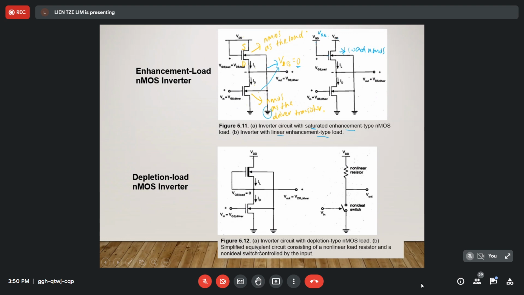This is a simplified equivalent circuit consisting of a nonlinear load resistor and a non-ideal switch controlled by the input. So this nonlinear resistor, even though it is drawn as a resistor symbol, is actually the load NMOS. And then this is a switch. Switch means this is the driver transistor.